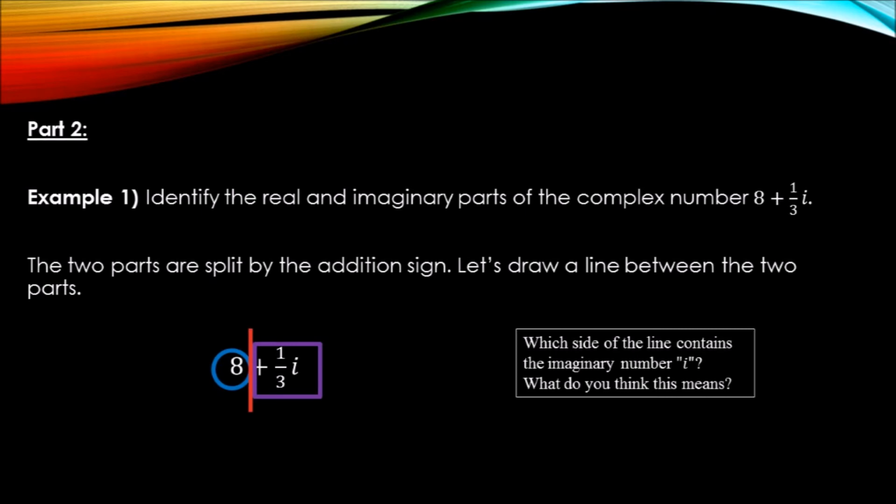Part 2. Example 1. Identify the real and imaginary parts of the complex number 8 plus 1/3 i. Remember, i is not a variable. i actually represents a number. The two parts are split by the addition sign. Let's draw a line between the two parts so we can separate them. Which side of the line contains the imaginary number i? What do you think this means?